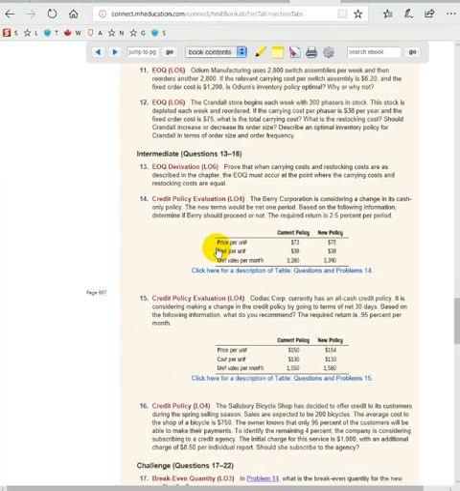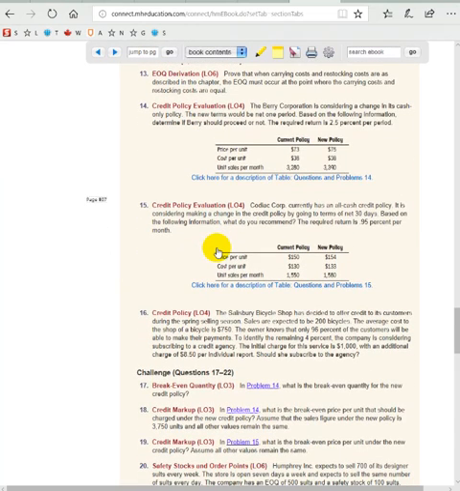Question 14 is down here. It says, the Berry Corporation is considering a change in its cash-only policy. New terms would be net one period based on the following information. Determine if Berry should proceed or not. Required return 2.5% per period. And we can see the price per unit is $73 under the current policy, $75 under the new policy. The cost doesn't change if we grant credit. So the unit sales go from 3,280 up to 3,390. So, is it worth doing?